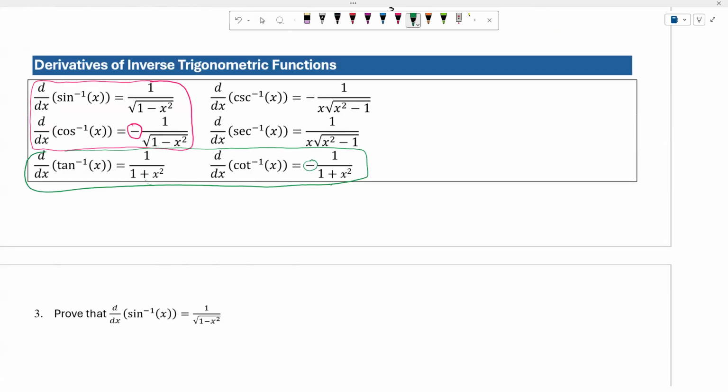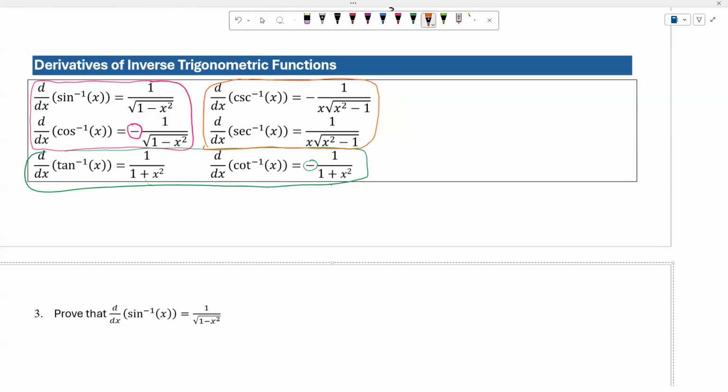And then the last pair that we would like to look at is the cosecant inverse and secant inverse. The derivative of cosecant inverse is negative 1 over x times square root of x squared minus 1. And the derivative of secant inverse of x is equal to 1 over x times square root of x squared minus 1.